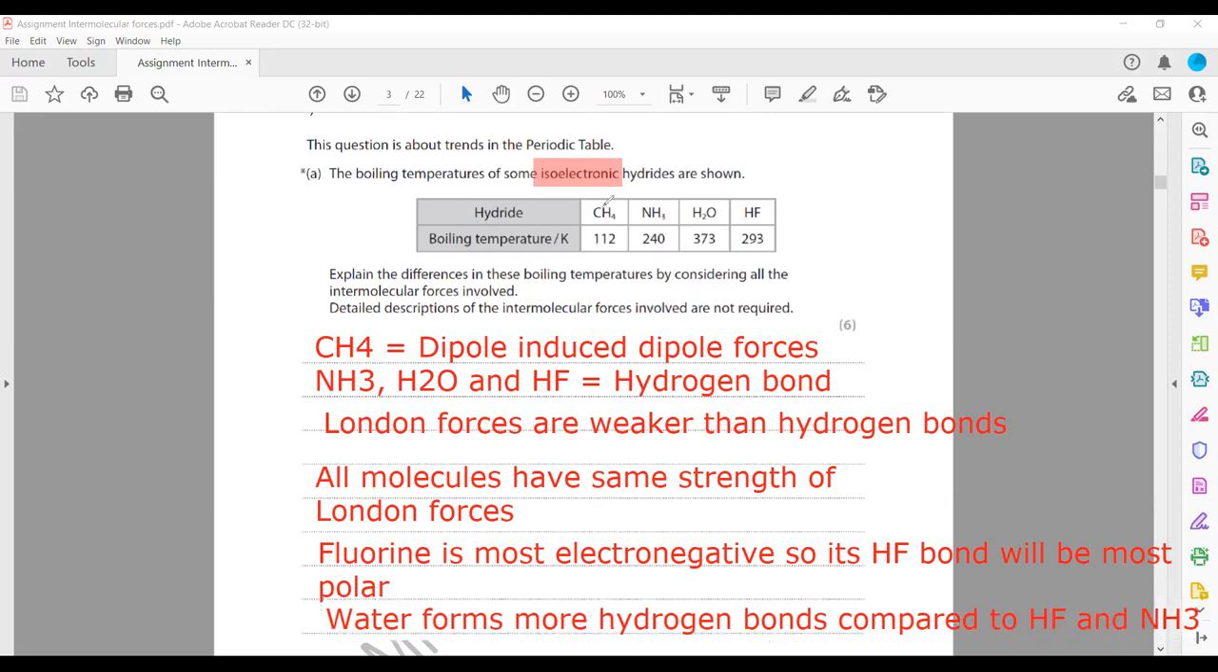We compare, like methane, it has only dipole induced dipole forces, while the others have dipole induced dipole and hydrogen bonding. But the strength of the dipole induced dipole force is the same for all the molecules as they have the same number of electrons. And in the case of water, water has the highest boiling point of all three, even though the bond of hydrogen and fluoride is more polar, so it should be stronger, or it should have a higher boiling point, but it does not. What is the reason for that? Because the water molecule is able to form two hydrogen bonds, whereas in hydrogen fluoride there is only one hydrogen bond, same for ammonia.